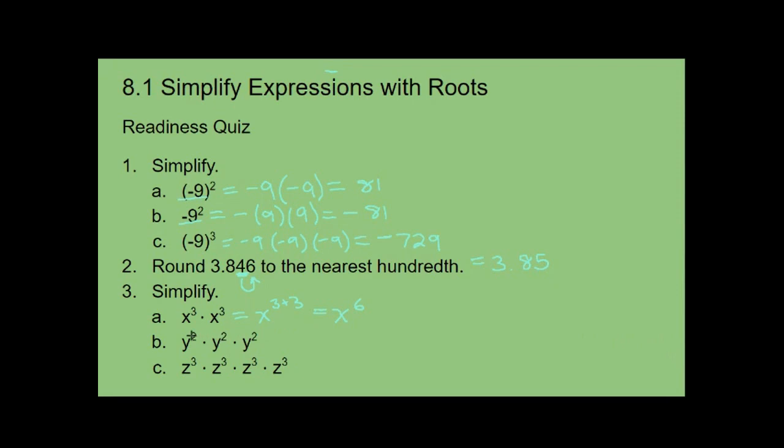Same thing with the y's, we're multiplying these, so we're going to add all the exponents together. So that equals y to the 2 plus 2 plus 2, which equals y to the 6th. And for our z's, we get z to the 3 plus 3 plus 3 plus 3, which is equal to z to the 12th. If you didn't get these and you don't remember these concepts, please let me know. I will direct you to some resources for you to review these concepts.